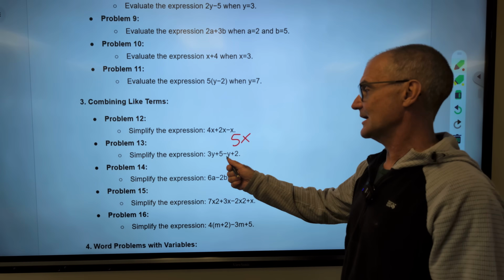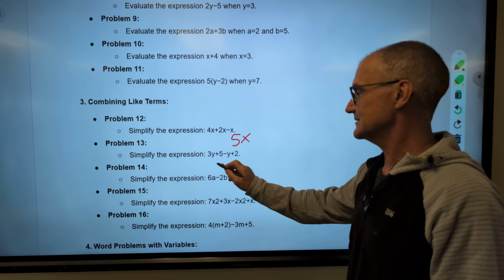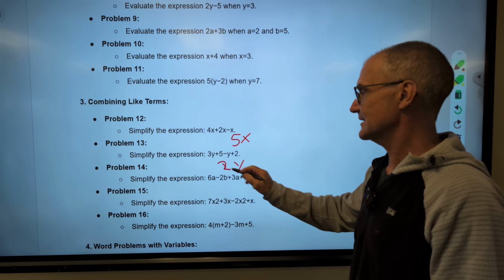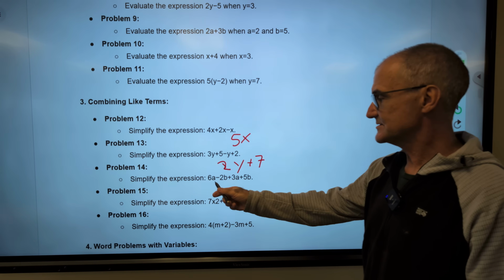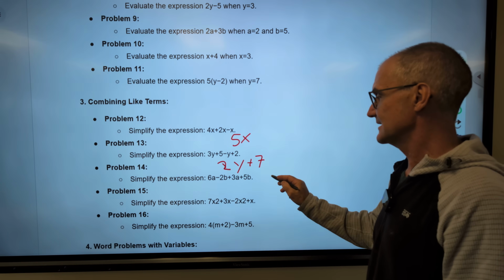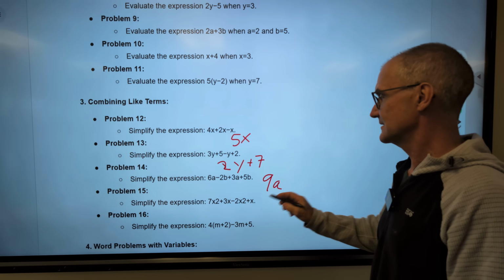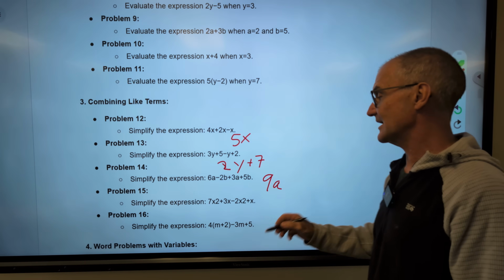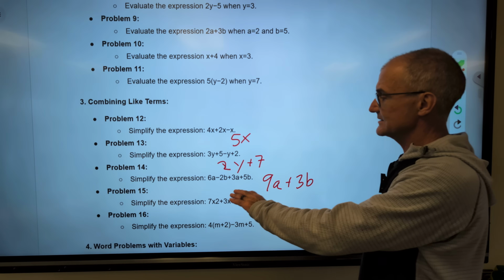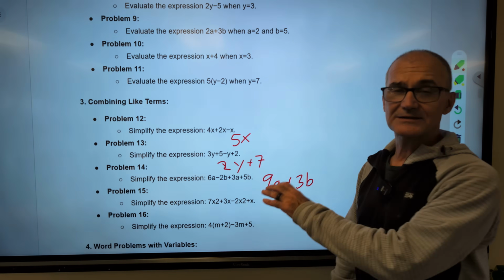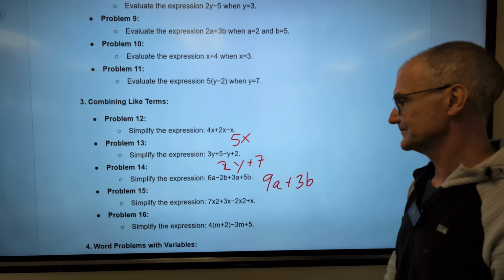Okay, 3y minus 1y is 2y. 5 plus 2 is 7. Here I have 6a plus 3a. That is 9a. Minus 2b plus 5b is 3b. Again, all I'm doing is simplifying the expression by combining similar terms.